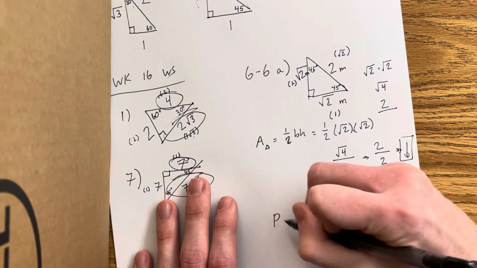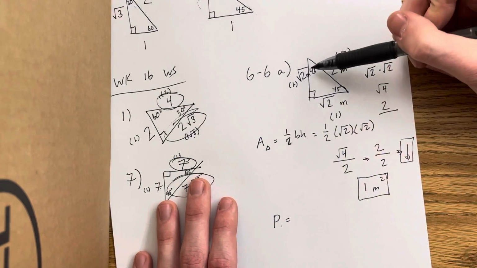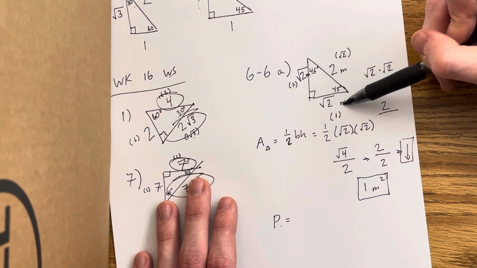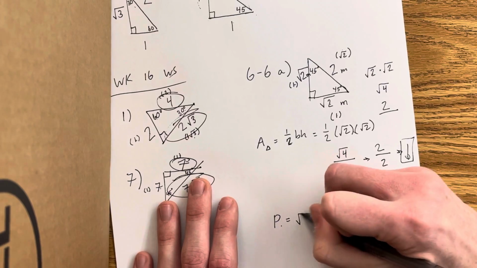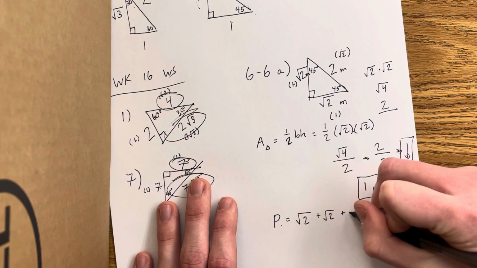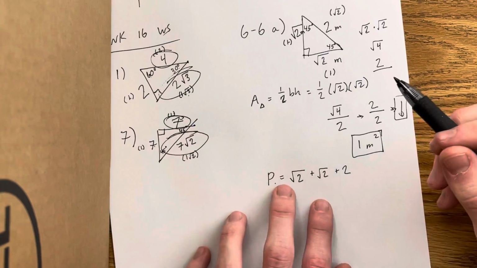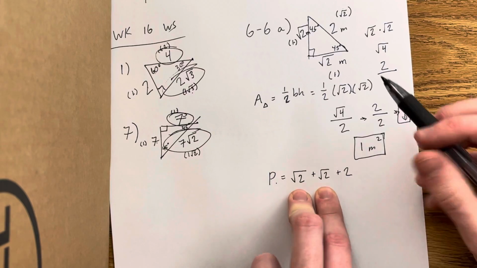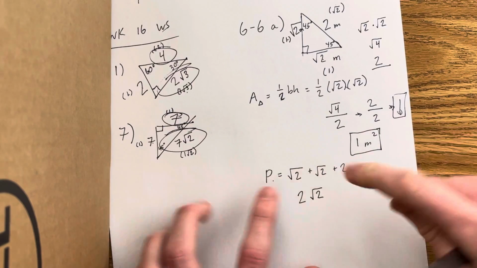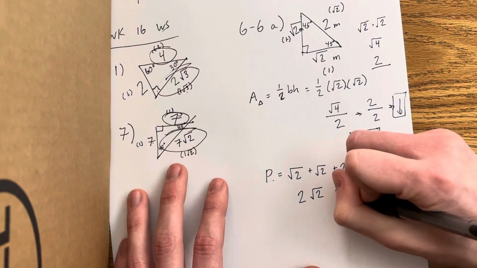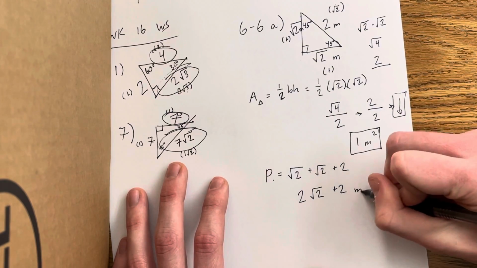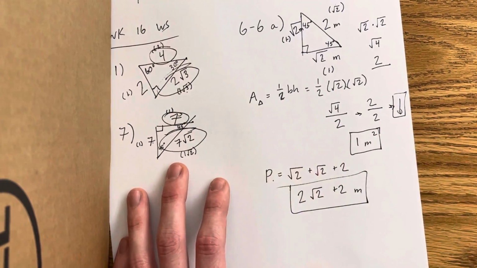And then finally, perimeter is just going to be us adding up all the sides around it. Like, picture it's a building and you have to walk around the building, right? That would be the distance. So it would be root 2 plus root 2 plus 2. Now, root 2 and root 2 are like terms. We can combine these. Treat it like an x. So we'd end up with 2 root 2, because there's 2 of them, right? And then plus 2. And then don't forget your units. In this case, it's meters. That would be my answer for the perimeter.